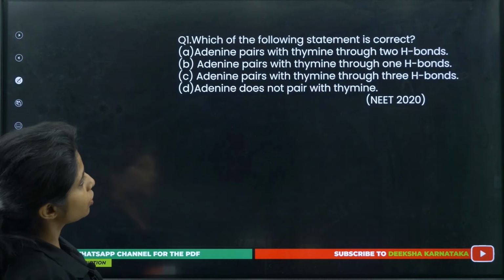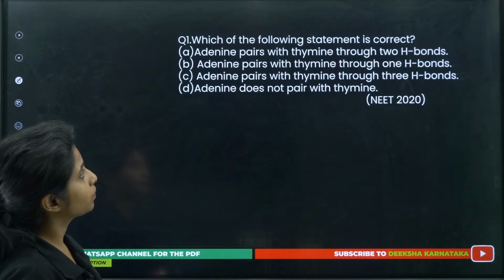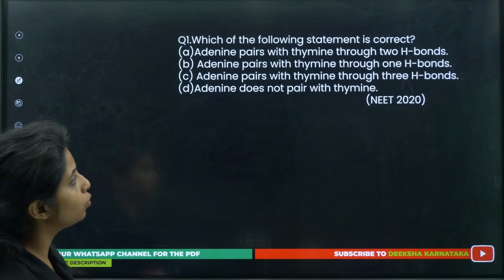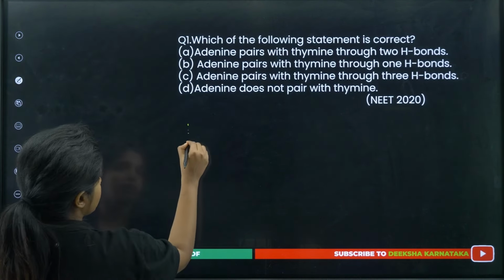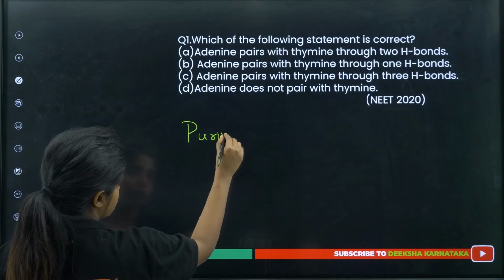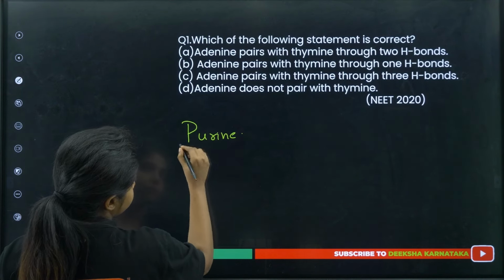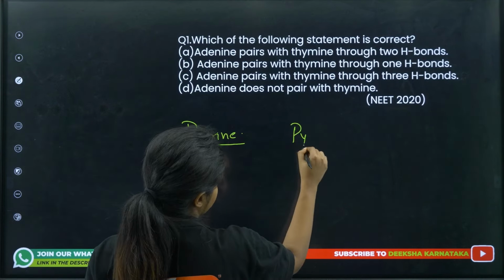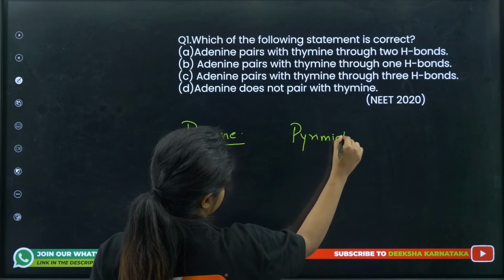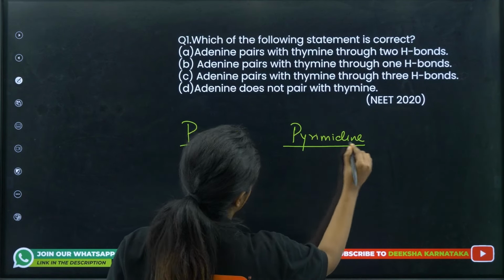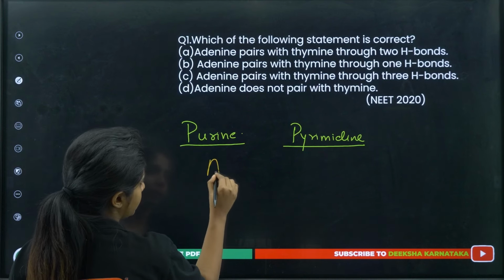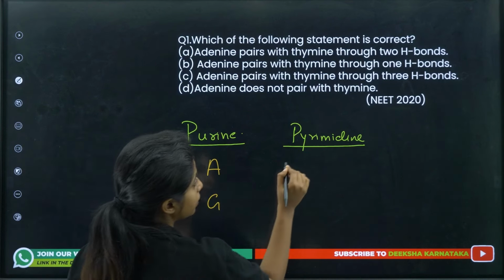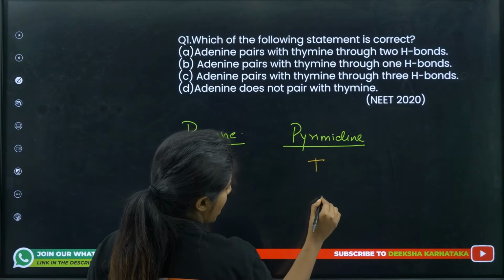First question, which of the following statements is correct? Adenine pairs with thymine through 2 H bonds. Since it is about nucleotides, I want to say that there are two types of nitrogen bases. One type is purine, another type is pyrimidine. Now, under purines come adenine and guanine. Under pyrimidines come thymine and cytosine.